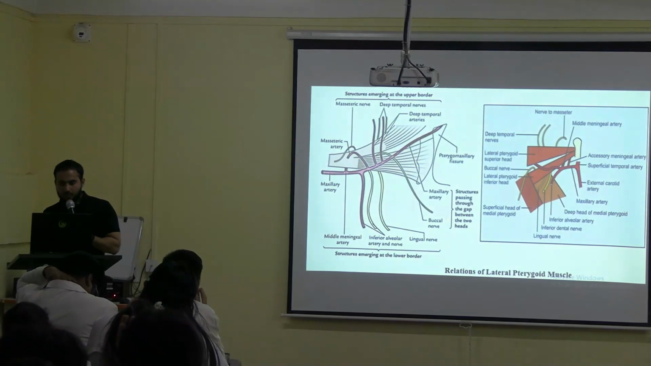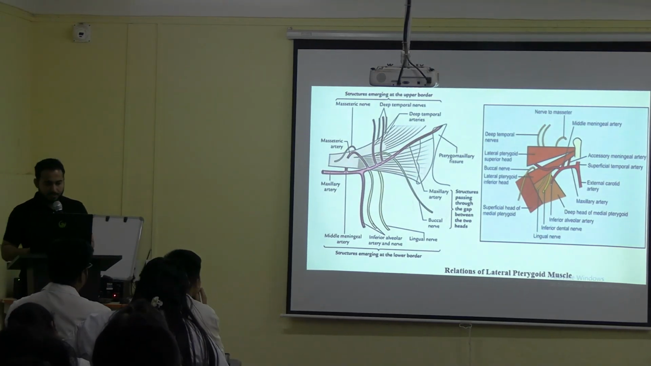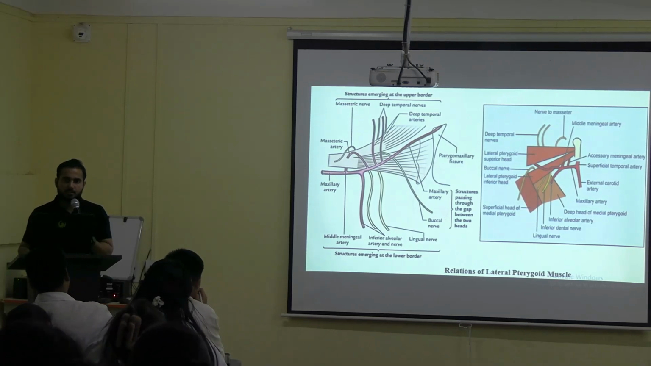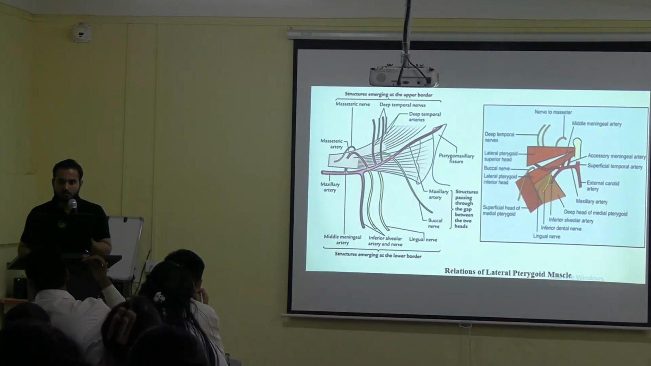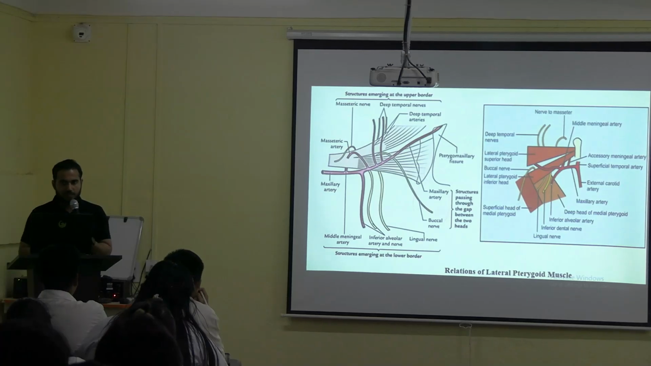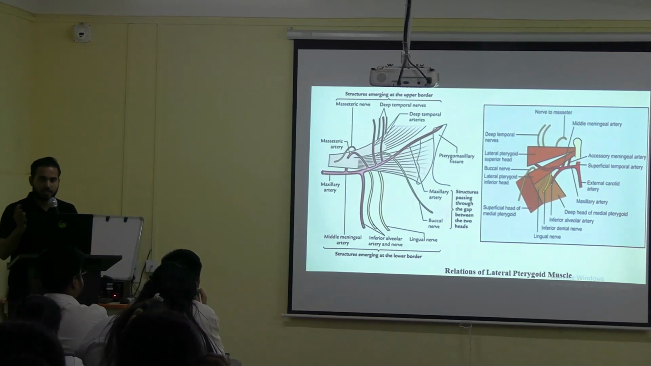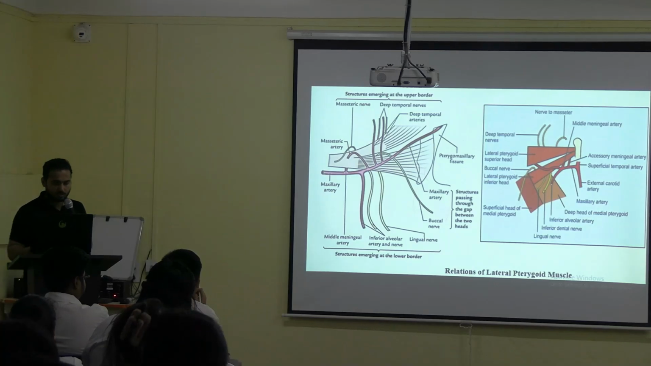Now here you can compare this maxillary artery with the axillary artery. Do you remember the axillary artery in the upper limb which you have studied? First part, second part, third part. Here also same thing, first part, second part, third part. Okay, so compare it like this and then study, it will be easy.